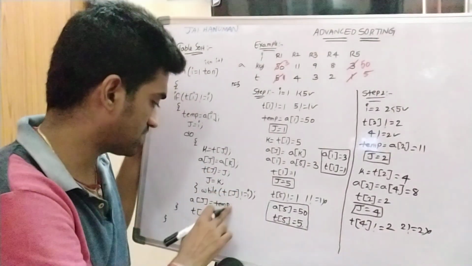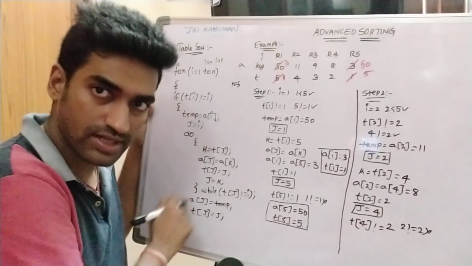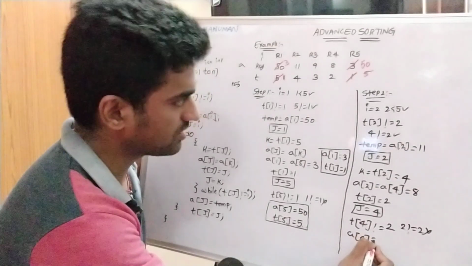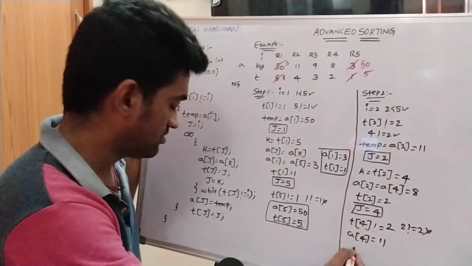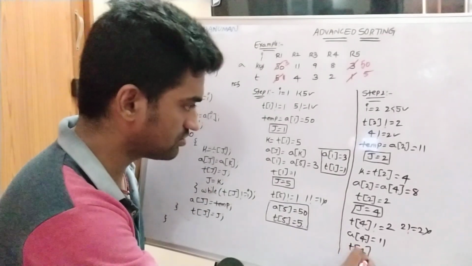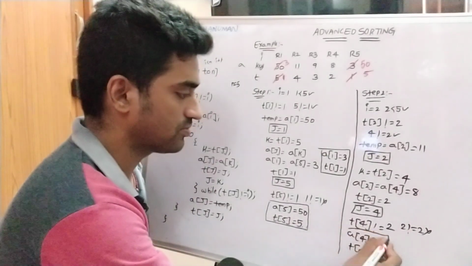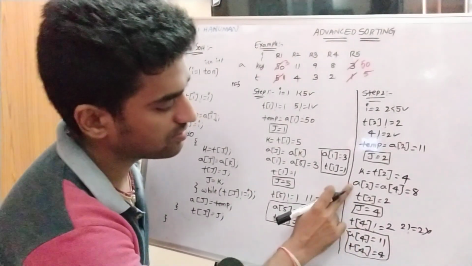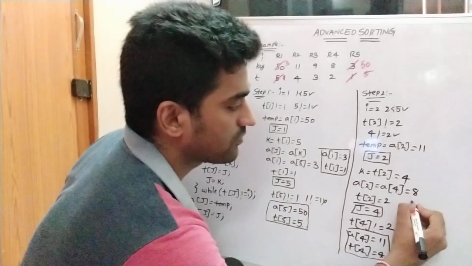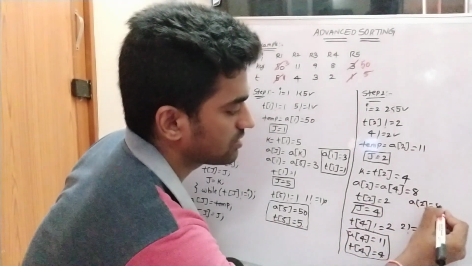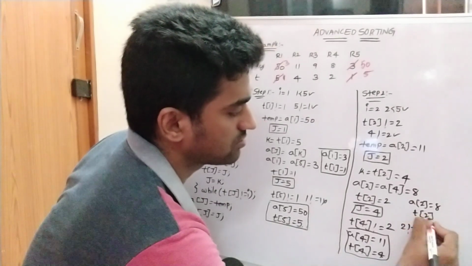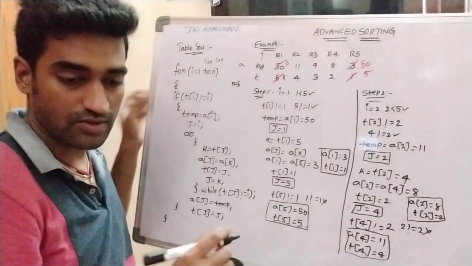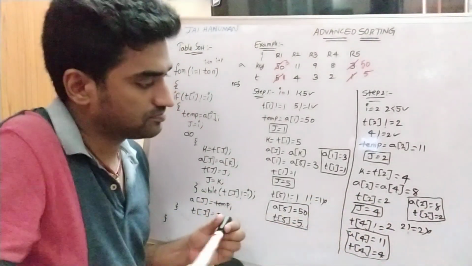So simply we are executing the remaining statements. The control will be passed to the next statements. So A of j, A of 4 is equal to temp. What is the temporary value? 11. T of j, so T of 4 is equal to 4. So for this iteration we are updating A of 4 as well as A of 2, right? So A of 2 is equal to 8, T of 2 is equal to 2, right? Now the array becomes like this.